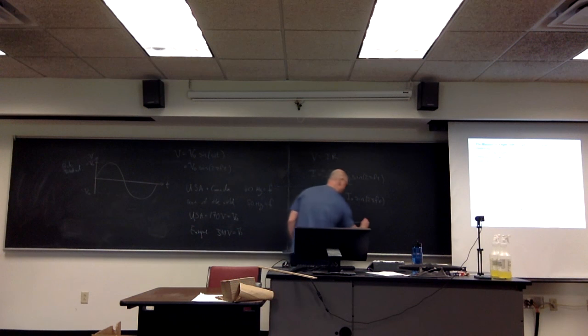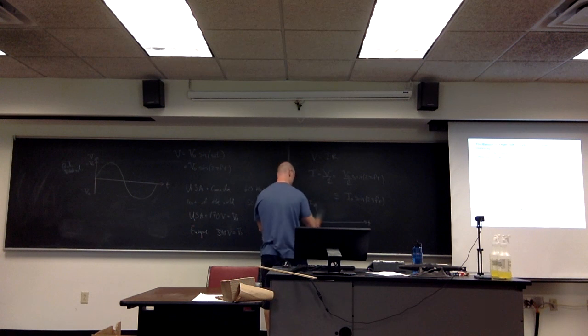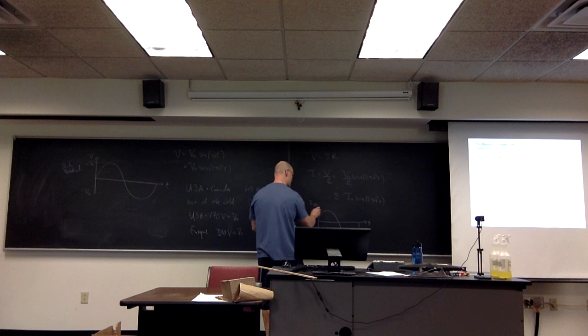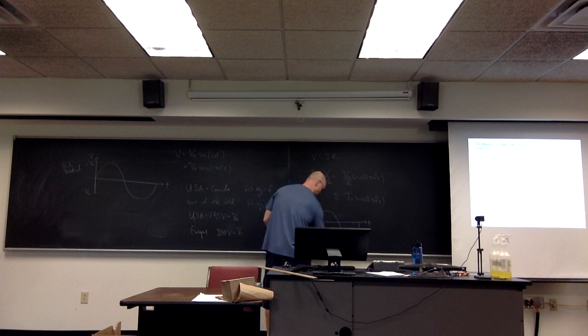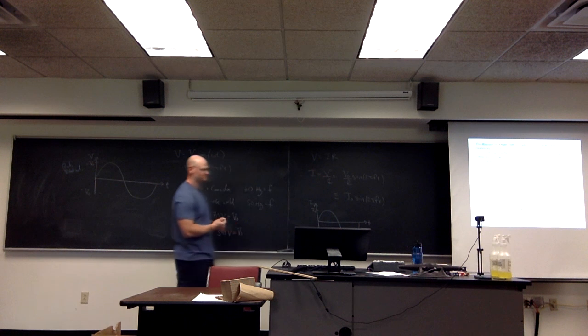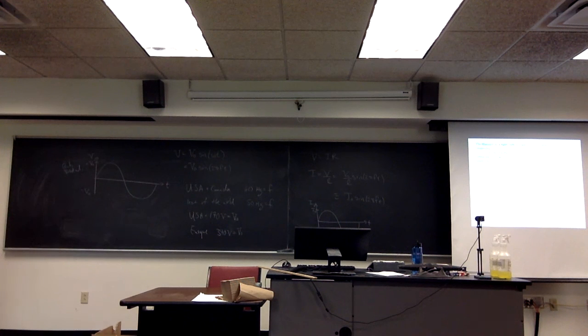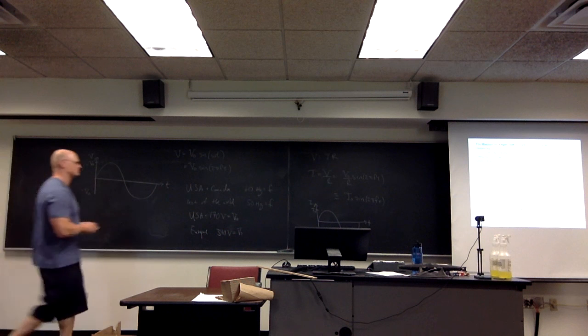If I plotted my current as a function of time, this is going to be a sinusoidal curve, something like this, where I'm going to have a maximum amount of current, I0, and a minimum amount of current, minus I0. So what does this do for power loss?